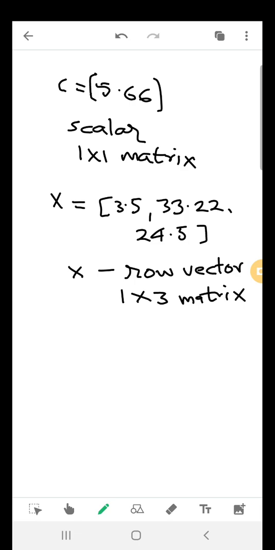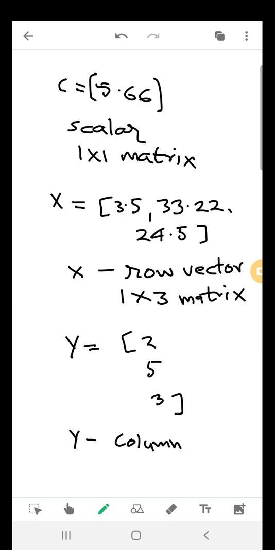Similarly, if we represent Y as equal to 2, we write in this fashion 5 and 3, then Y is a column vector and it's a 1 into 3 matrix.